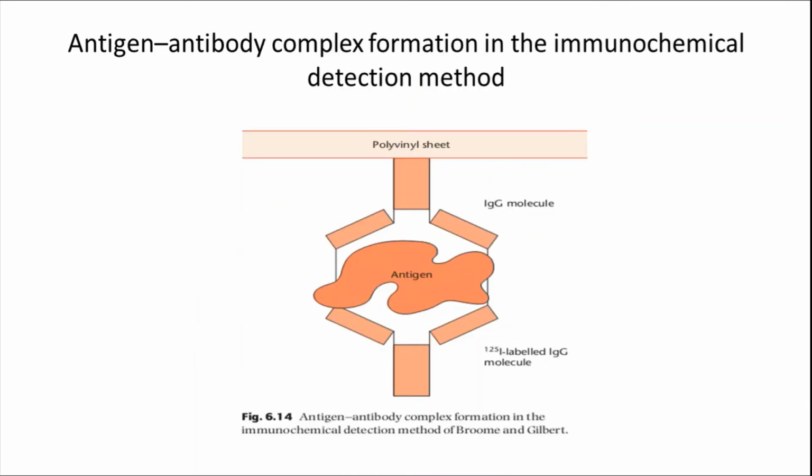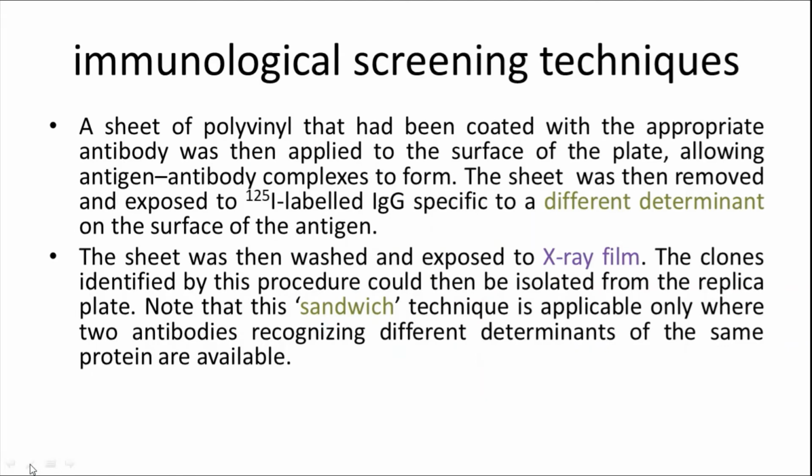The polyvinyl sheet is coated with the appropriate antibody. It is then applied to the surface of the plate, which is just a replica plate. This allows the antigen-antibody complex to form. Whether the cloned gene protein is present in the cell, and whether the antibodies are equal, determines whether the antigen-antibody complex is formed.